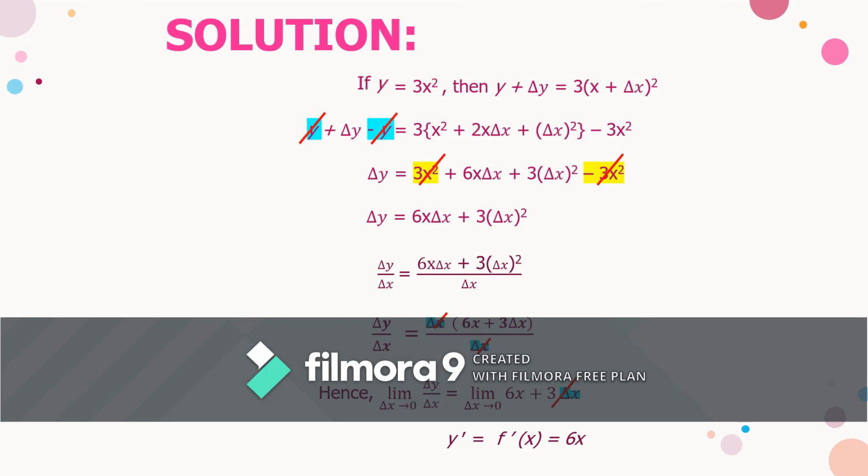Okay, so 6x here is now the value of the derivative. That's why we write y prime or f prime of x to mean the derivative of the function, 6x. The meaning of delta y over delta x is the derivative of y with respect to x.